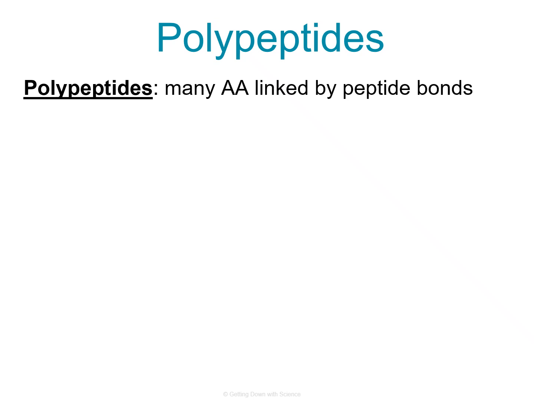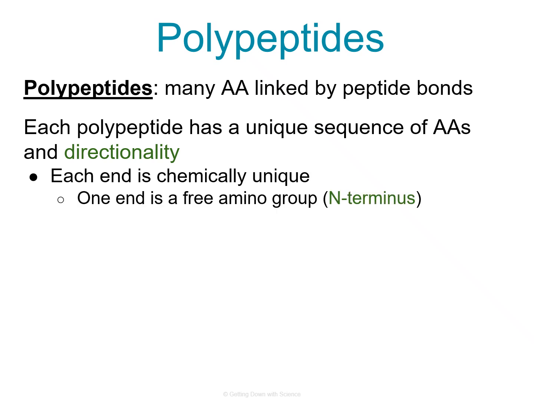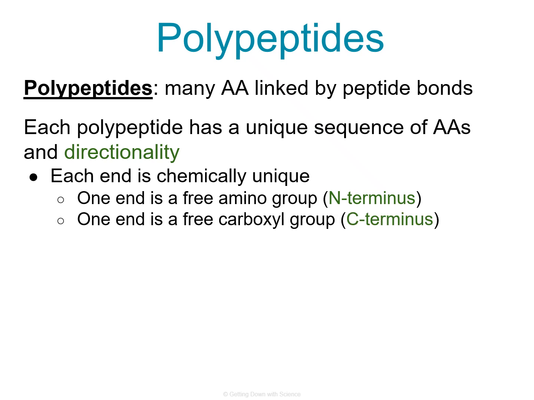Polypeptides are many amino acids linked together by a peptide bond through that dehydration synthesis reaction. Each polypeptide has a unique sequence of amino acids and is directional, so it is read in a single direction. And each end is chemically unique. So there is one free end of the amino group called the N-terminus, and then one free end of the carboxyl group called the C-terminus.